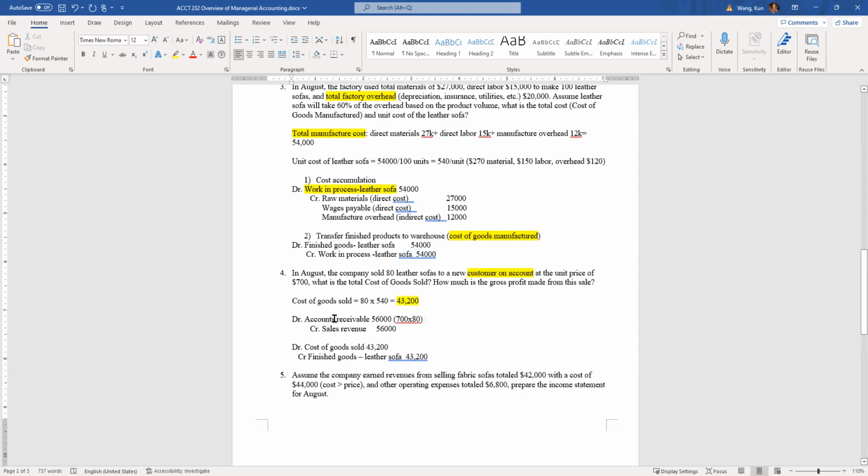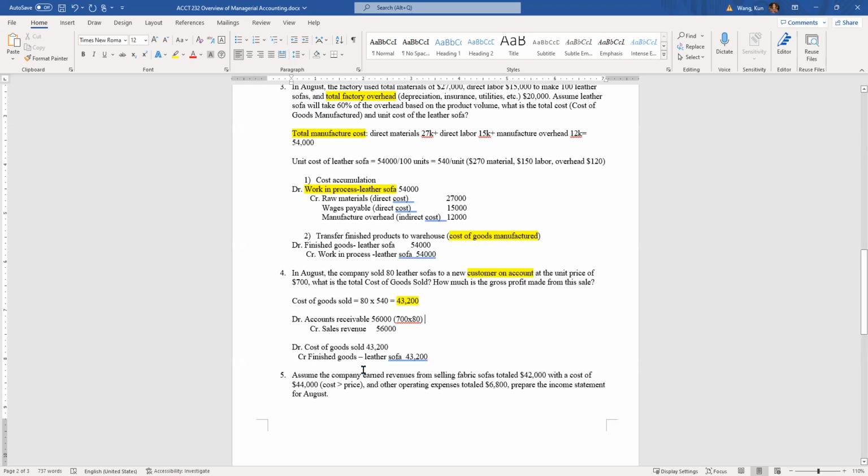And here we sell to the customer on account, which means no cash is received. So when we sell something on account, we need to use accounts receivable, the current asset, and credit sales revenue. Asset increase and sales revenue increase, one debit and one credit by 56,000. Then recognize the cost of goods sold, so 43,200. And this increase of the cost corresponds or matches with a decrease in the finished goods.